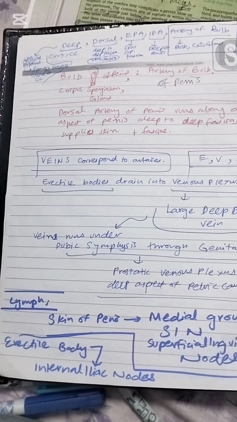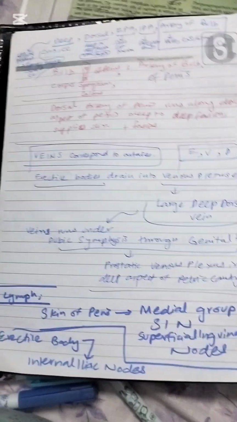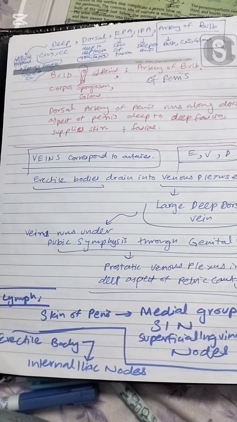Now let's talk about the lymphatics. So the skin of the penis is going to be drained through the medial group of the superficial inguinal lymph nodes. Now let's talk about the erectile body, which is going to be drained by the internal iliac lymph nodes.